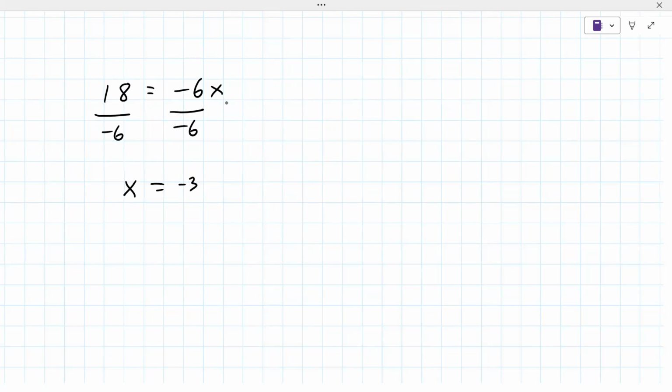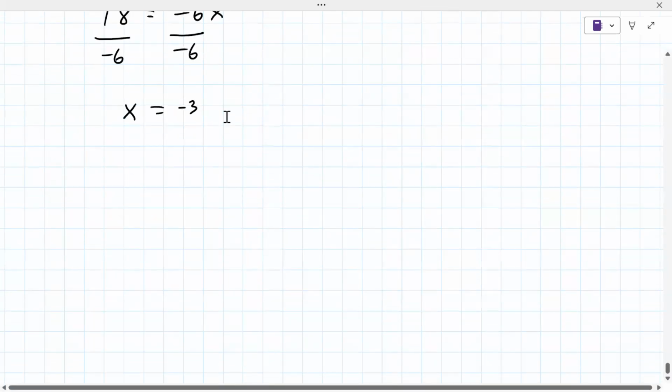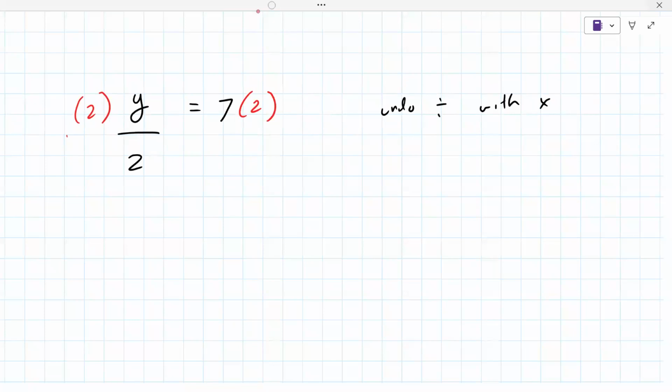Cool. All right. How do you undo division? Let's say it's y divided by 2 equals 7. How do you undo division? Multiplication. So you multiply both sides by the number that's on the bottom. So y equals what? What is 7 times 2? 14.